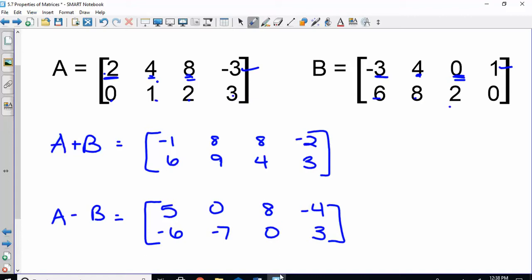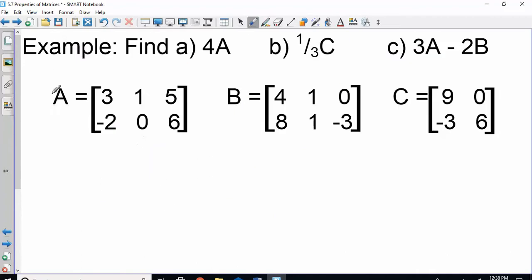Is everybody okay with adding and subtracting matrices? I'll give you a second to write down these matrices, then we're going to do a few different things.